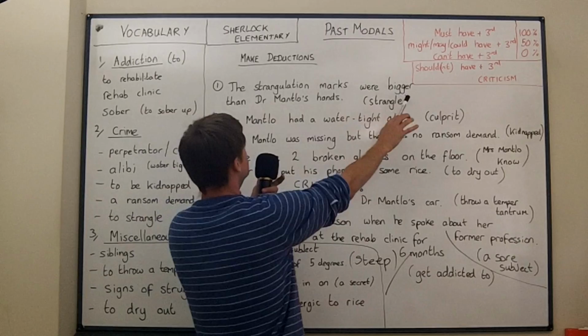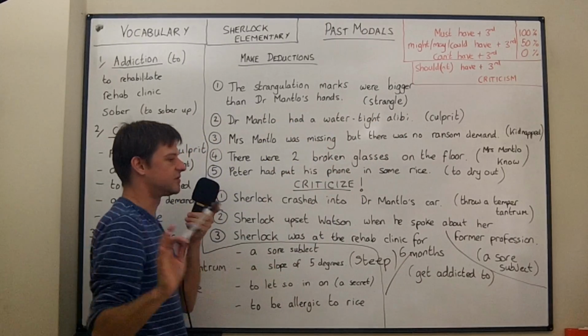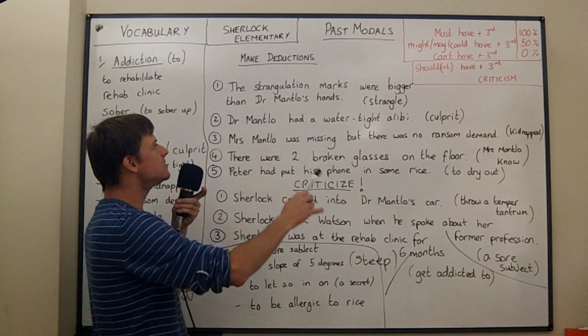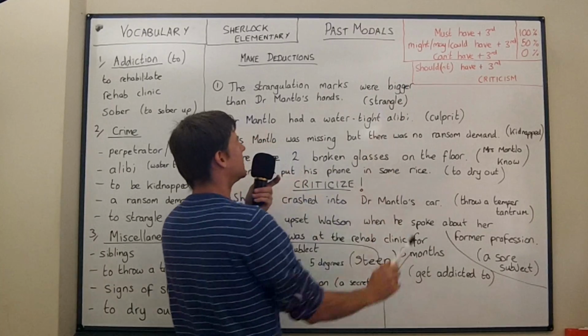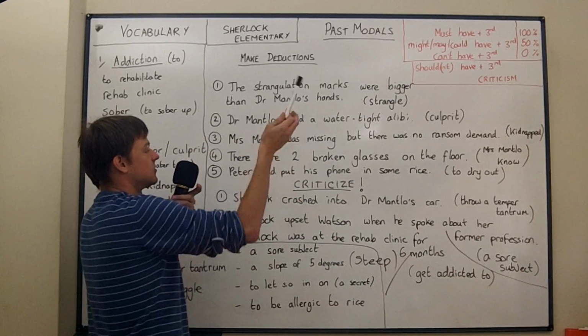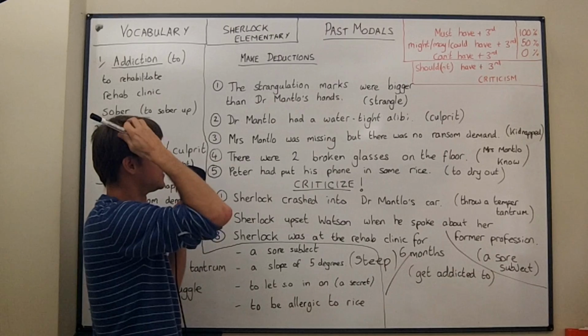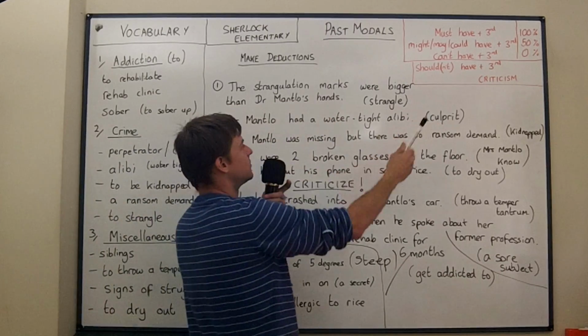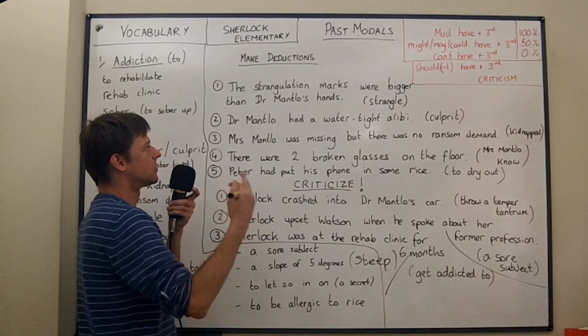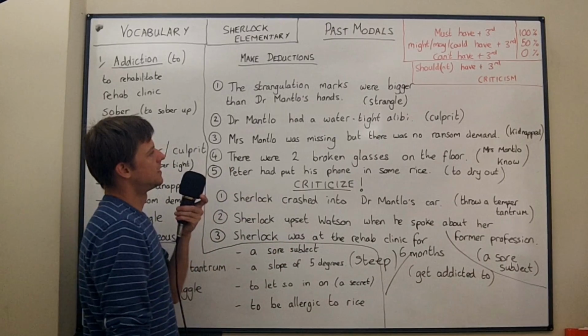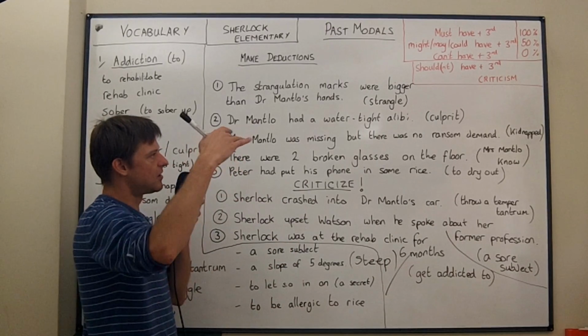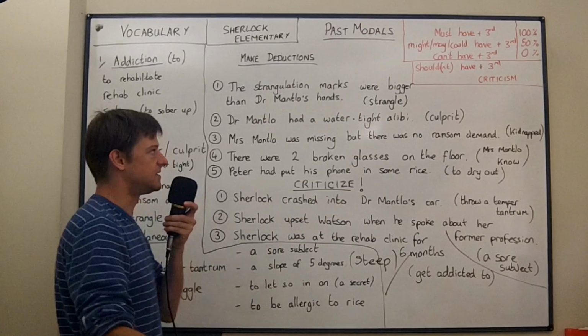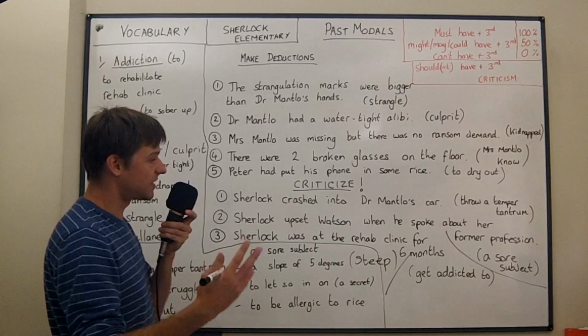The strangulation marks were bigger than Dr. Mantlow's hands, you may remember. Try and use a past modal and this verb and Dr. Mantlow as the person. Try and make a sentence which is a logical deduction. Dr. Mantlow. Okay, I'm going to put the answers at the bottom of the video in the show more part, and I'll say them in a second.